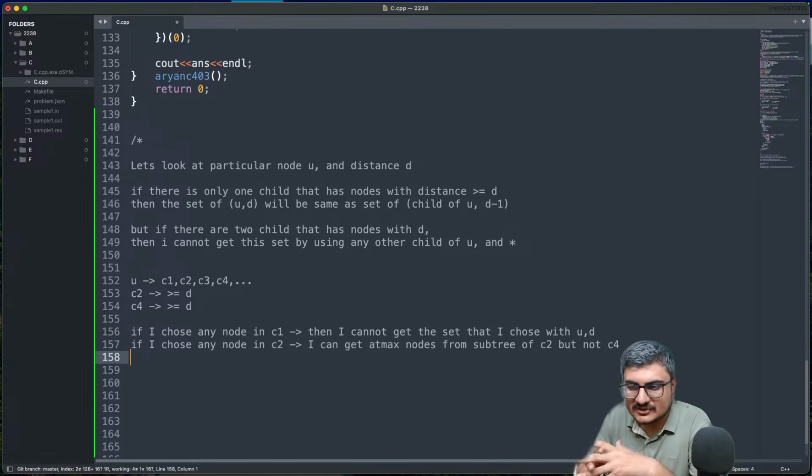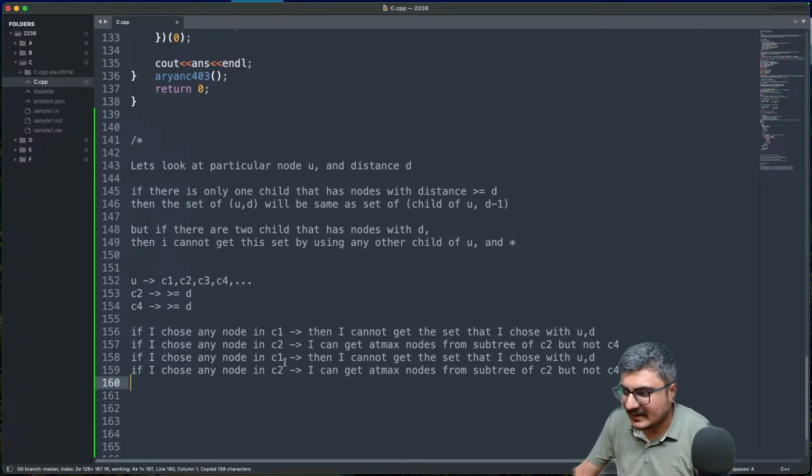if I choose something from C2, the set of nodes I can get would be at max the children that I would get from C2, but I cannot get both of these together. And I can say the same for the remaining part as well. Do you agree on this one? So this is where we are. I believe the unique way to choose the nodes here is this only.